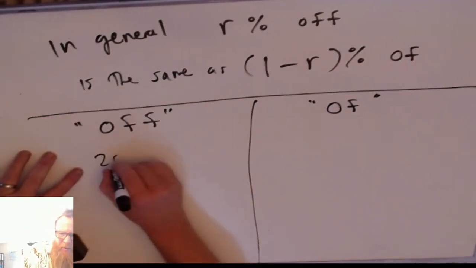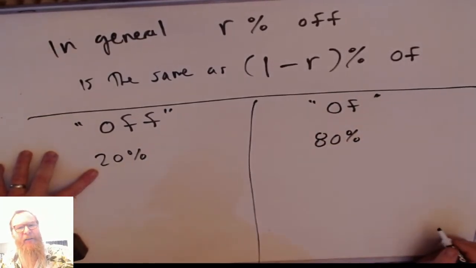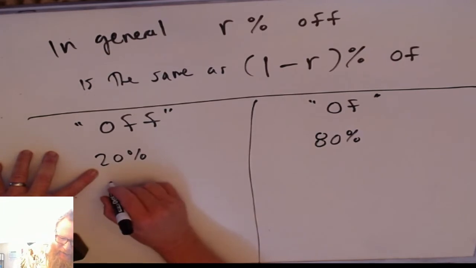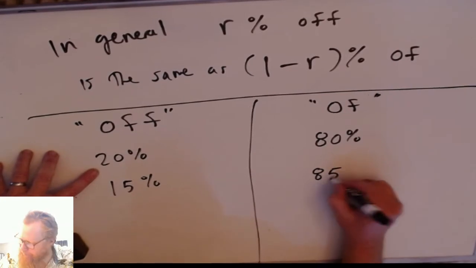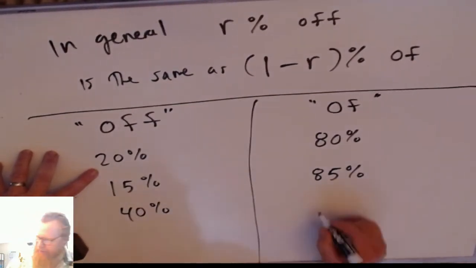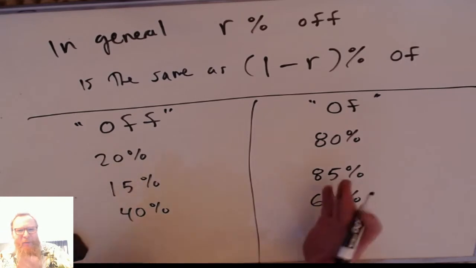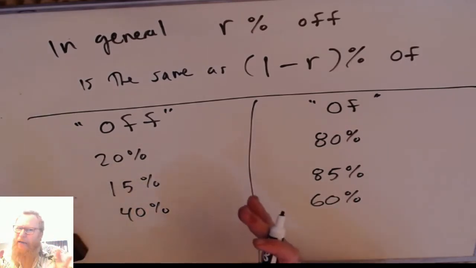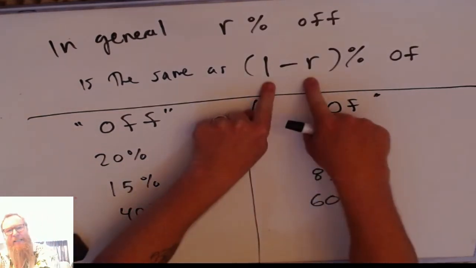If you say 20% off, you mean 80% of. If you say 15% off, that means 85% of, etc. If you say 40% off, that means 60% of. So it gives you a way of immediately, as soon as you read it, to go, is this an off or is this an of? Because off and of always differ by 1.